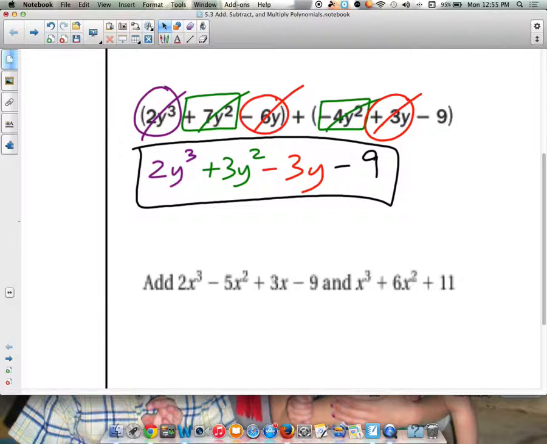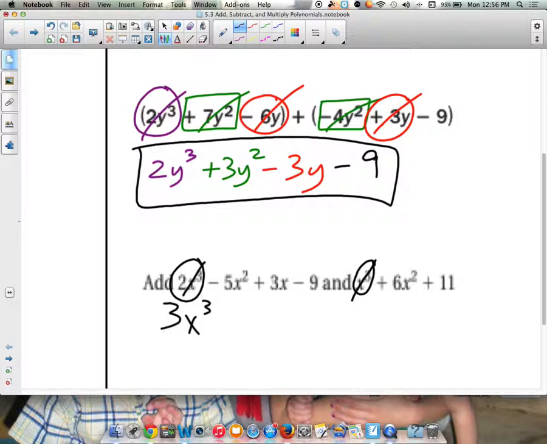I've got 2x cubed minus 5x squared plus 3x minus 9. And I'm going to add that to x cubed plus 6x squared plus 11. So again, we're going to start out, I just take the first term, this 2x cubed, and I look at all the other terms and see, is there anything else that has an x cubed? Which there is one right there. So I'm going to go 2 plus 1 gives me 3, and that's 3x cubed.